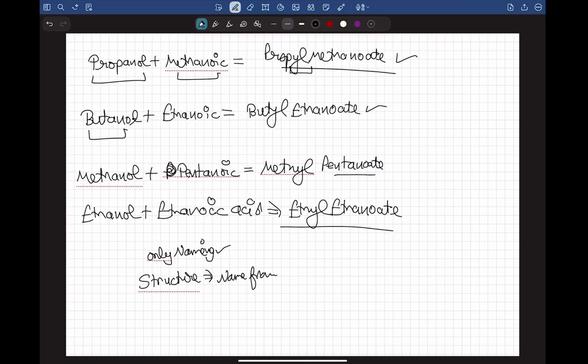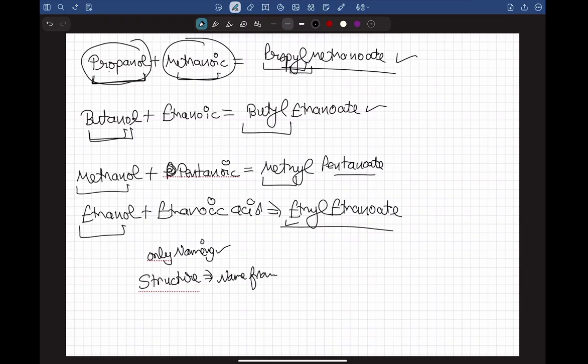I simply gave you the trick that any alcohol or any acid is given to you in any order, whether acid is written first or alcohol is written first, you have to look at the alcohol first. That will give you the prefix. If it is propanol, you will call it propyl. Butanol, you will call it butyl. Methanol, you will call it methyl. Ethanol, you will call it ethyl. Then what about the suffix? The acid will provide the suffix.